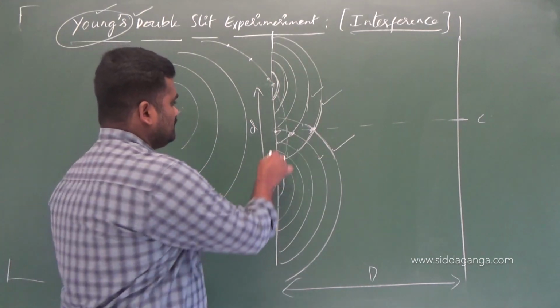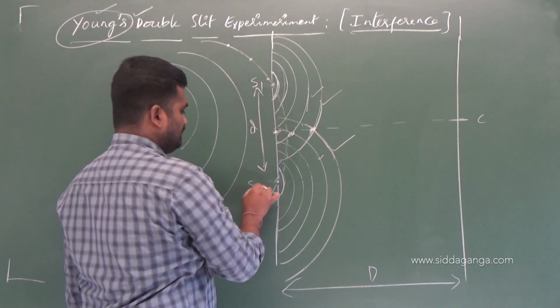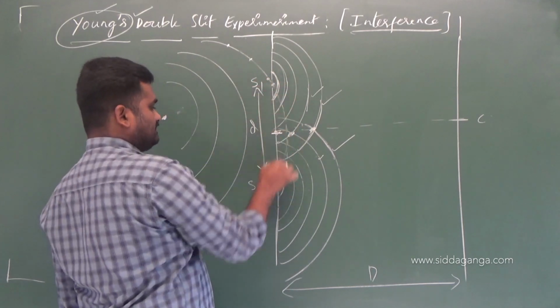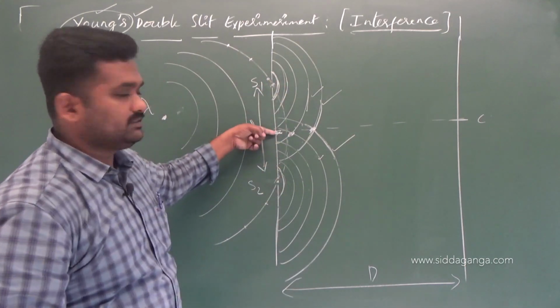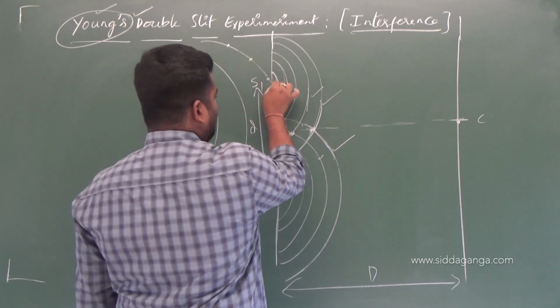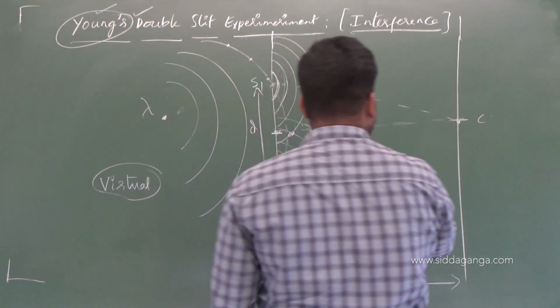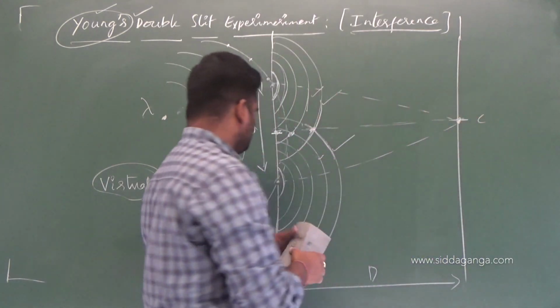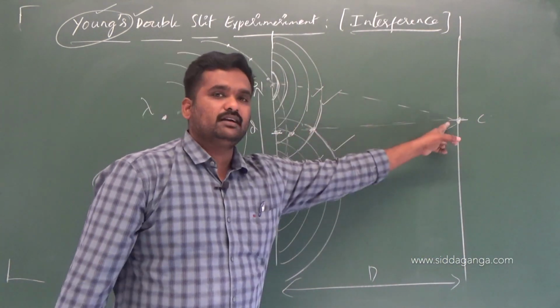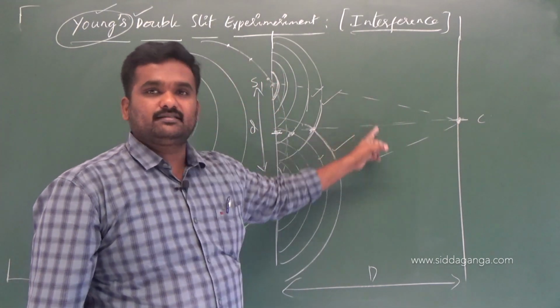Now if you observe, this point is exactly at the center of these two slits. If I say these are S1 and S2, this point is exactly at the center of these two. This is the center point, and this is the center of the screen. If you observe, the wave coming from S1 to C and the wave coming from S2 to C, S1 to C and S2 to C, both will travel equal distances.